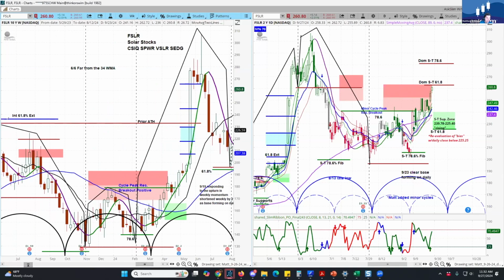So we had a prior all-time high back over here, but in this cycle, basically a basing cycle started to form, and then we had a cycle peak resistance breakout, which would shift the pattern structure to intermediate positive, and then it essentially exploded to the upside. I'm sure that the earnings helped with that, and we got this massive rally, taking out that prior all-time high and setting new all-time highs.